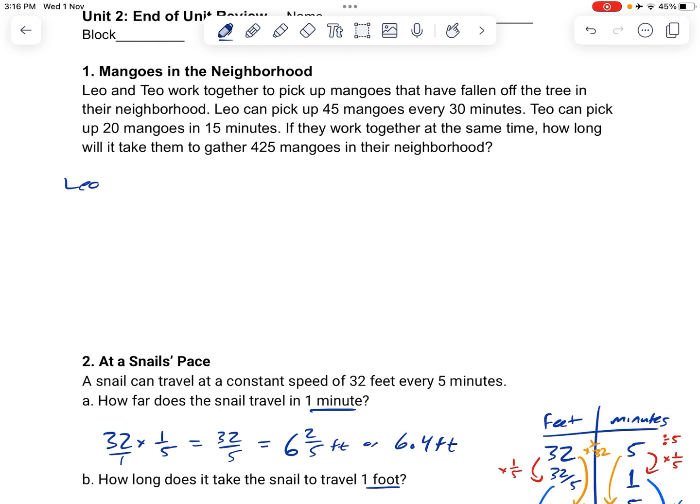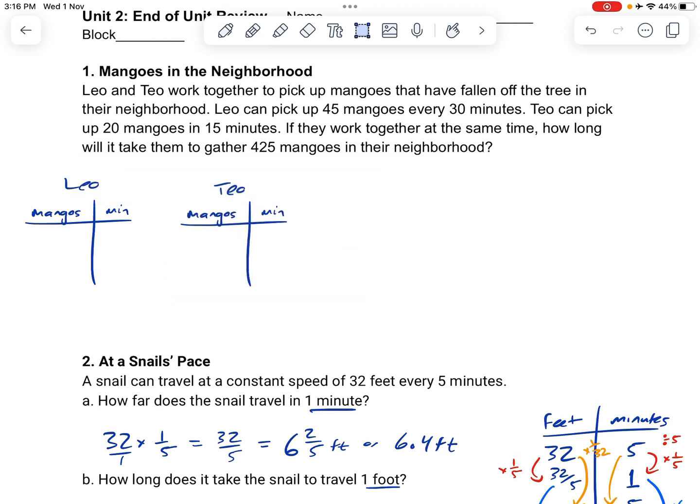So let's start with Leo. Now Leo's picking his mangoes, and it takes him a certain amount of time, which is measured in minutes. So we'll go ahead and get our table here, and I might as well set up my table for Teo as well while I'm at it. Copy that and just use that again.